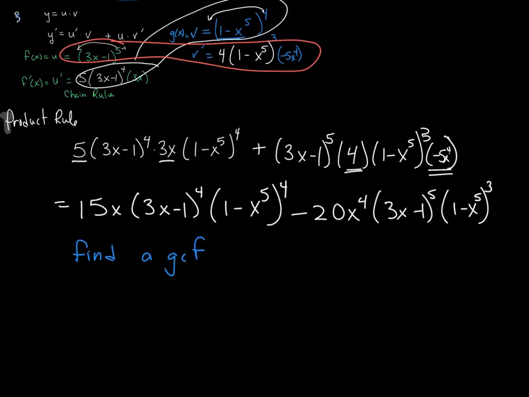And the GCFs when we're doing these are a lot more intense than what we had when we were in intermediate algebra or college algebra. So my GCF between 15 and negative 20 is just going to be 5. Then my GCF between x and x to the 4th, I pick the lowest exponent, which is going to be x to the 1st power.